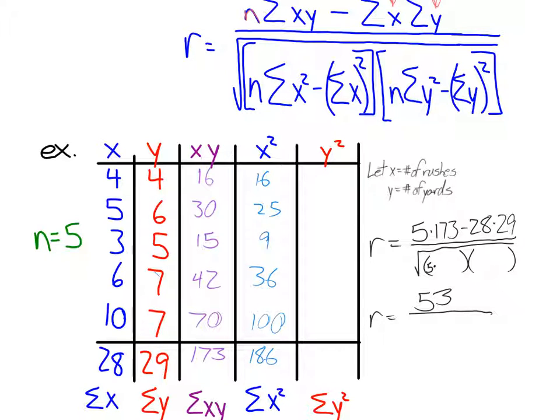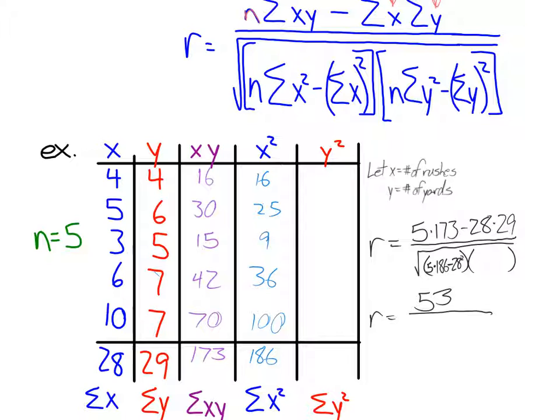So that's what I'm going to substitute in here. 5 times 186 minus, now notice here, this is not the same thing that we just used. This is the sum of the x's, squared. So what are we squaring here? The 28. The 28. There you go. So it's 5 times 186 minus 28 squared.